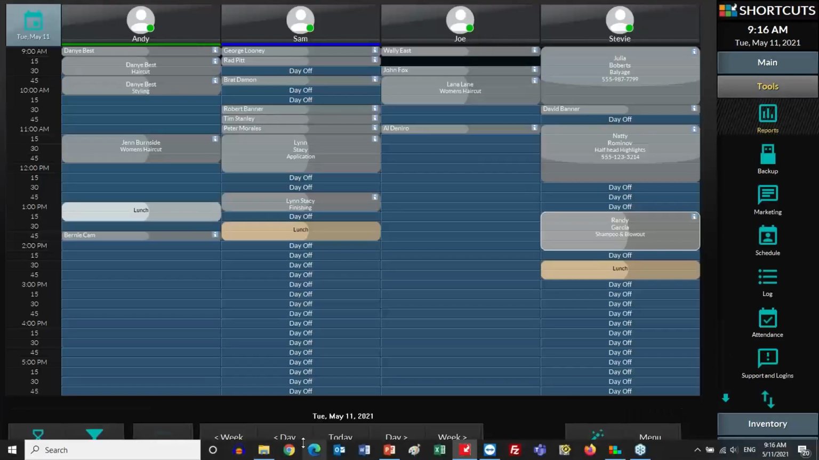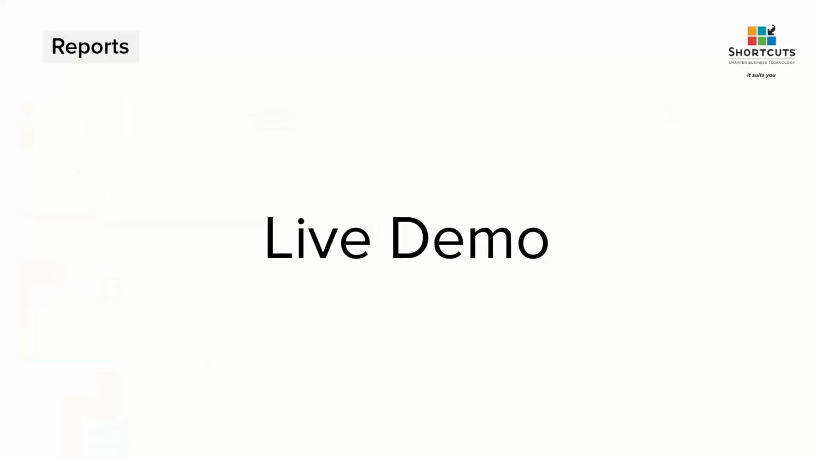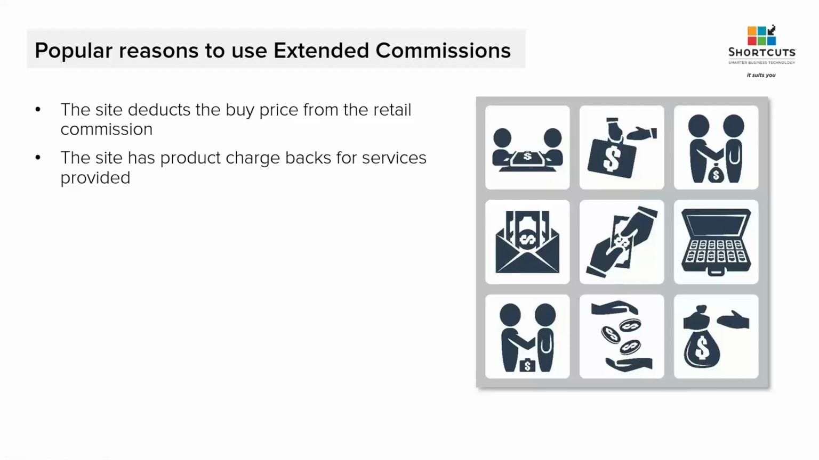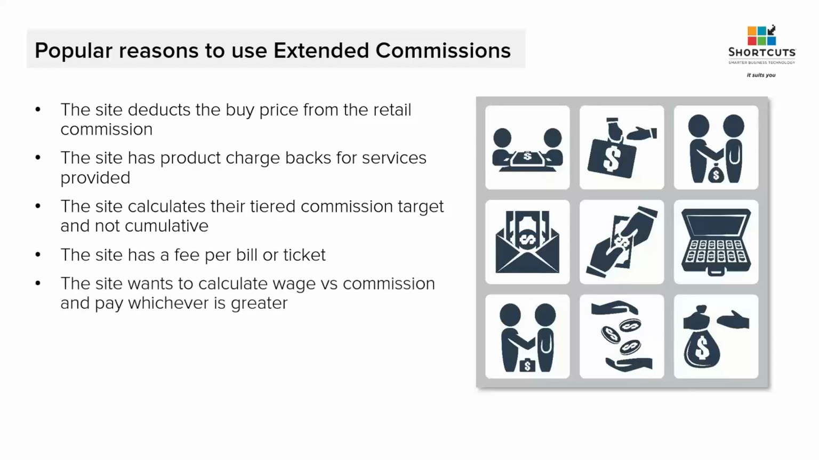So now let's go back to the presentation. That should be a refresher for everybody that's been using Shortcuts. You should now remember or know how to modify your standard commissions. But now let's get a little bit more advanced. If your business wants to calculate commissions a little bit differently, what can you do? This is when extended commissions come into play.